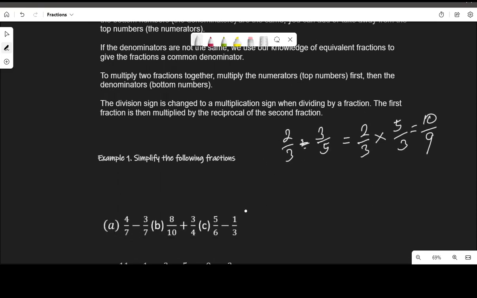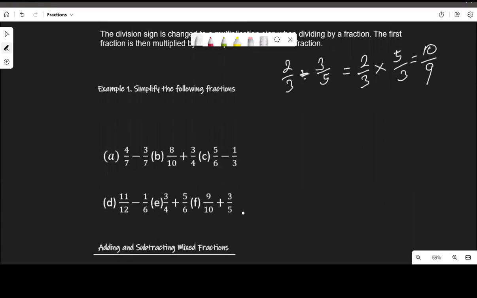We have some examples here. Example 1 says simplify the following fractions. Here we are going to do addition and subtraction of fractions. For the first one, 4 over 7 minus 3 over 7. As stated above, when subtracting fractions, if the denominators are the same, we subtract the numerators. In this case, the denominators are the same. So 4 over 7 minus 3 over 7 will be 4 minus 3 all over 7. And 4 minus 3 is 1. So 1 over 7 is the answer to that question.